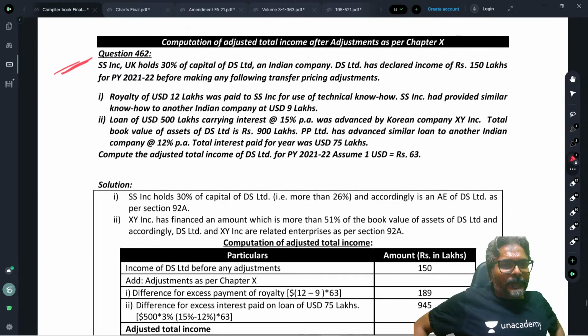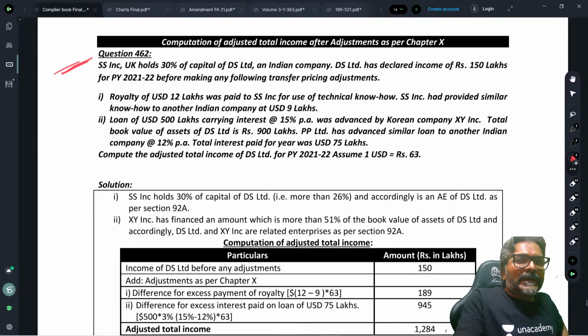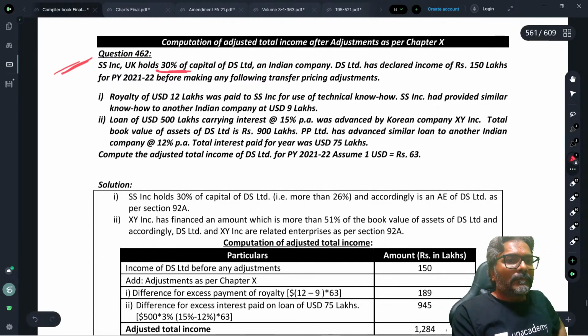So if you see over here what it says, SSINC.UK holds 30% of capital of DS Limited, an Indian company. DS Limited has declared income of rupees 150 lakhs for previous year 21-22 before making any following transfer pricing adjustment. Fine. Let's see. Point number 1. So first of all, they are AEs, students, UK and India.